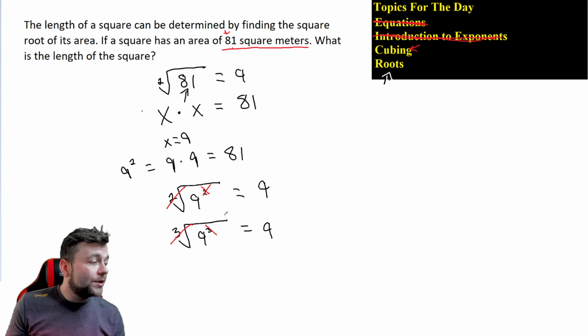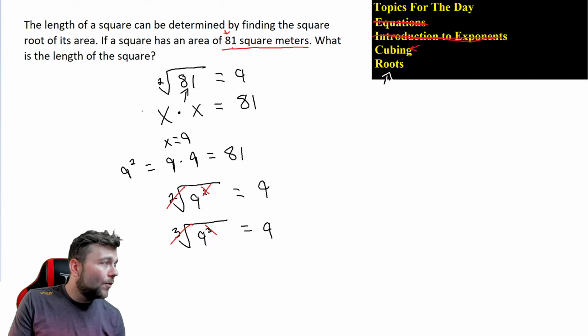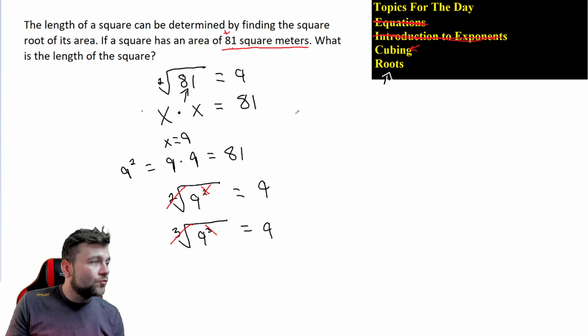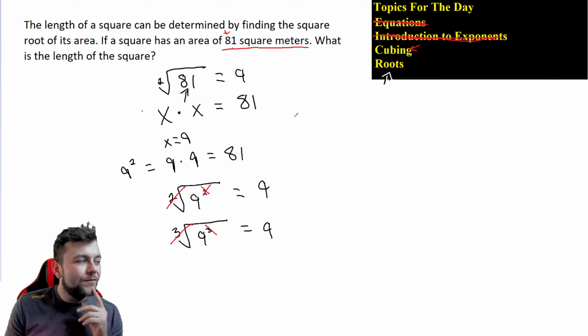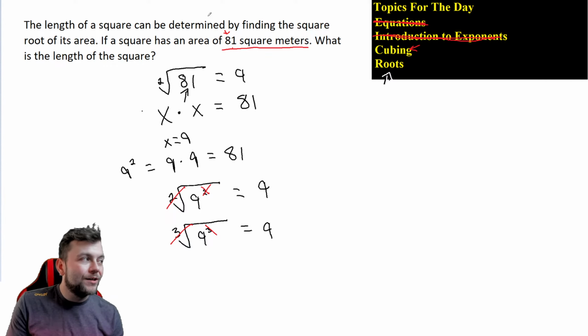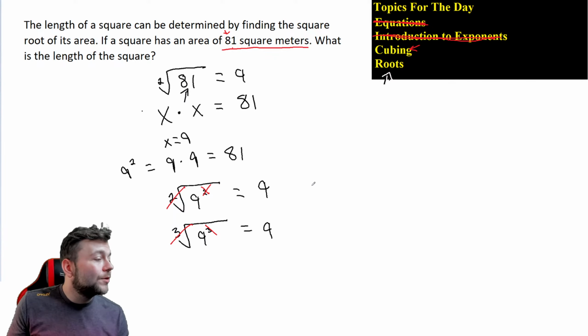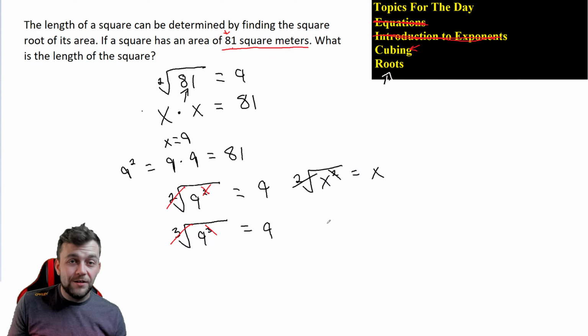If we wrote something like, let's just think of some other different examples here. We don't even need numbers. We can do this same thing without numbers. So, x squared equals x. They cancel out. Okay.